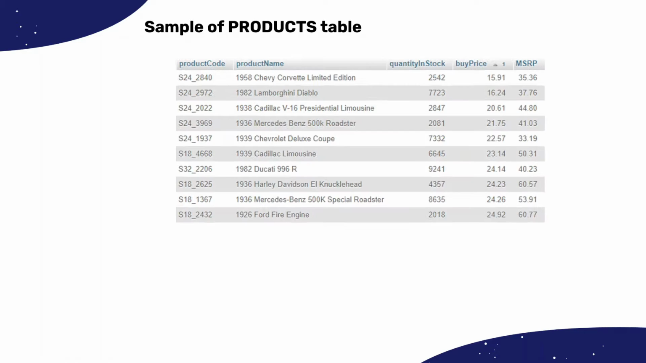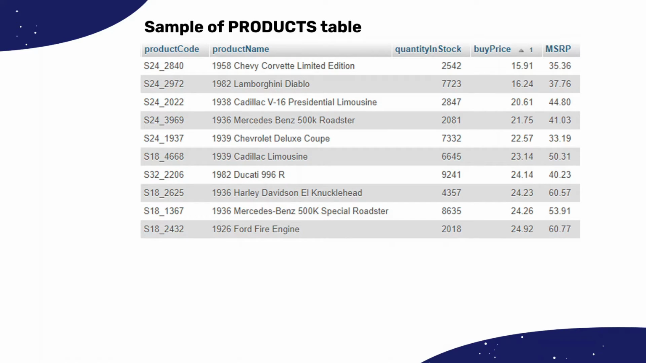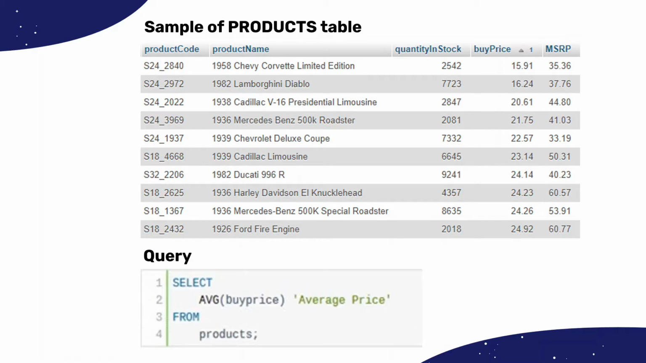And this is an example of using the average function. For example, we have a products table as shown in this image. The column names are product code, product name, quantity in stock, buy price, and MSRP. Then if we want to get the average buy price from the products table, we can use the SQL query: select avg(buy price) as average price from products. Buy price is the column name, average price is the alias name for the result, and products is the table name. This syntax is used to get the average buy price from the products table.